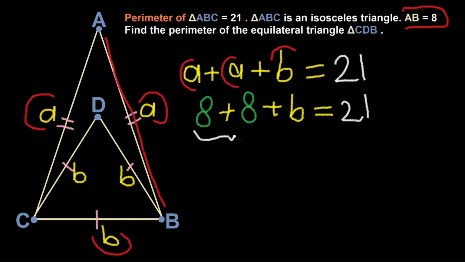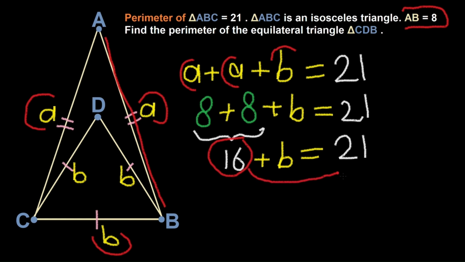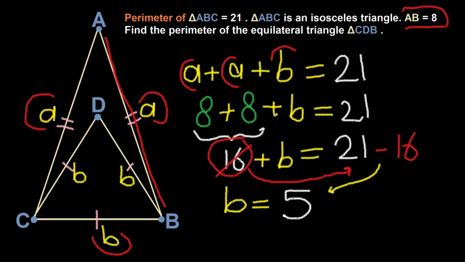Now 2 8's are 16, plus B equals 21. Let's take this 16 to the other side of the equation, where it becomes minus 16, and let's erase it from here. We have B equals 21 minus 16, which is 5.